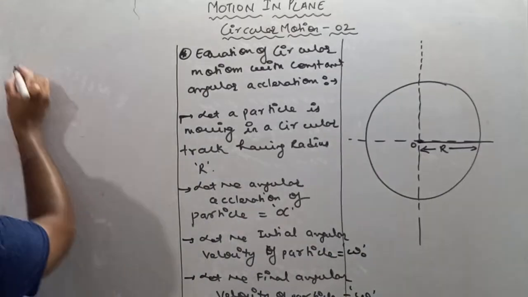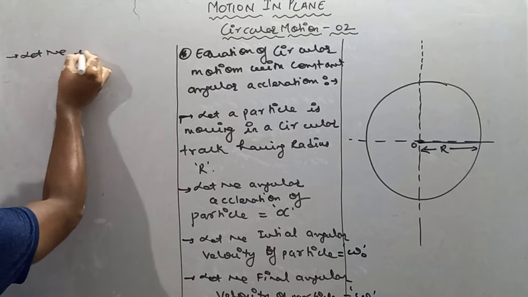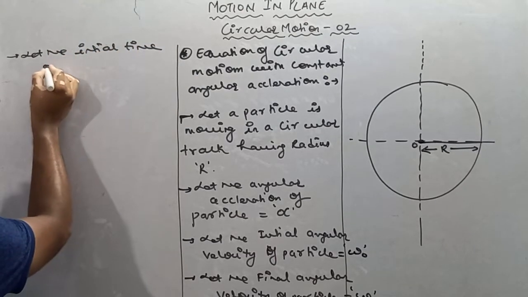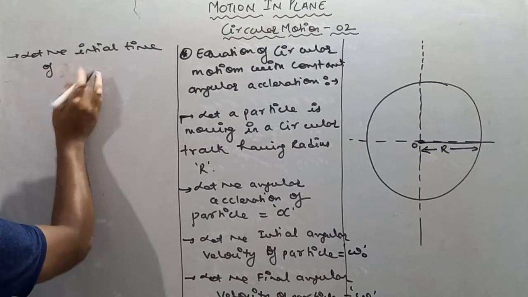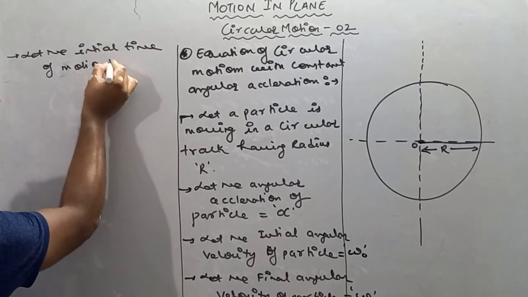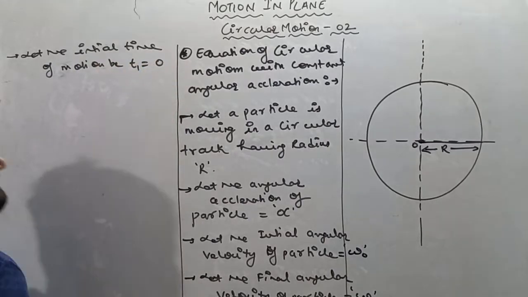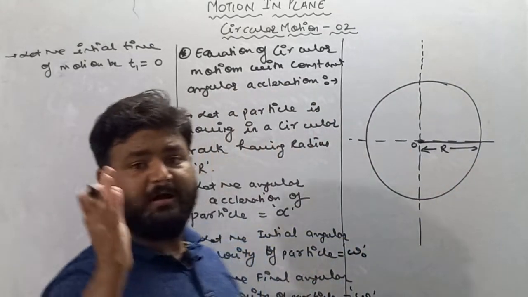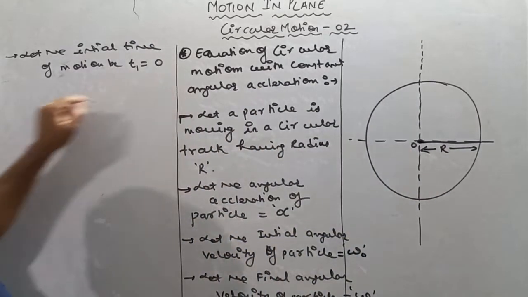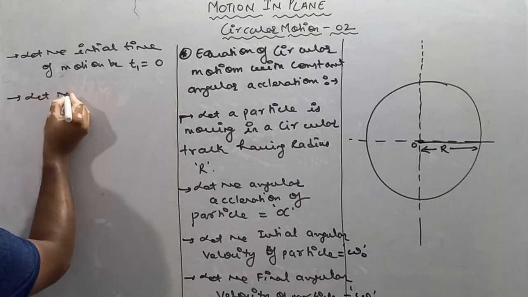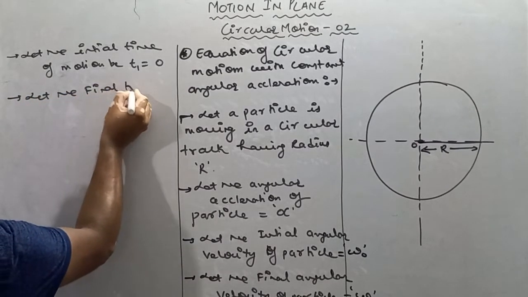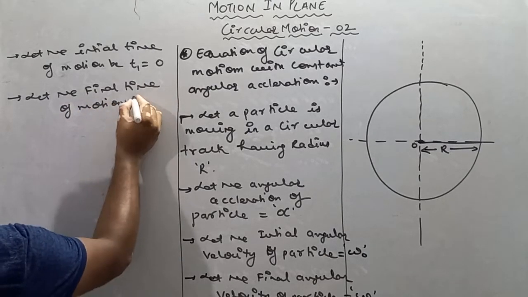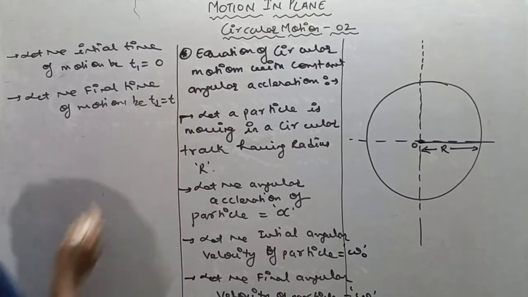Now moving forward, let the initial time of motion be t1, which is considered to be 0. That means the particle starts moving when time t is equal to 0. Moving forward, let the final time of motion be t2, which is considered to be t.